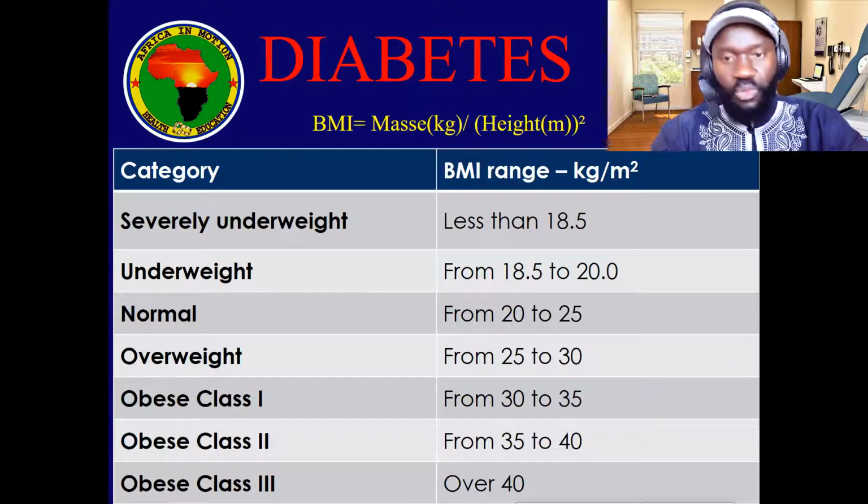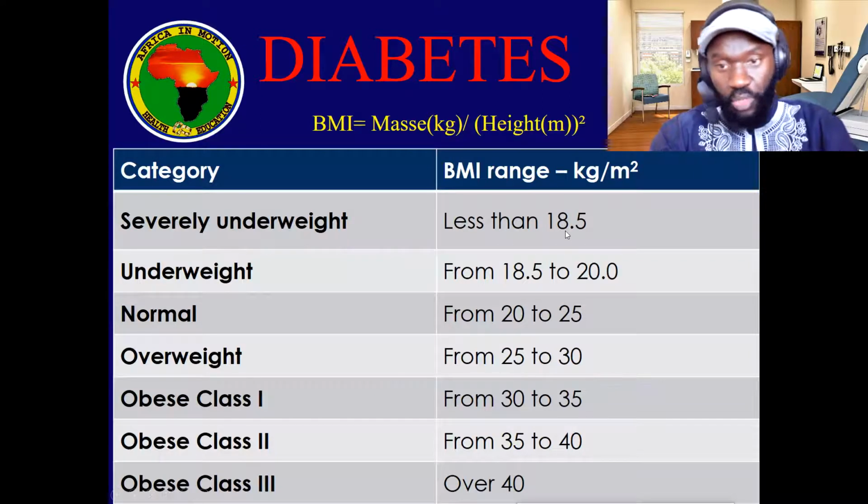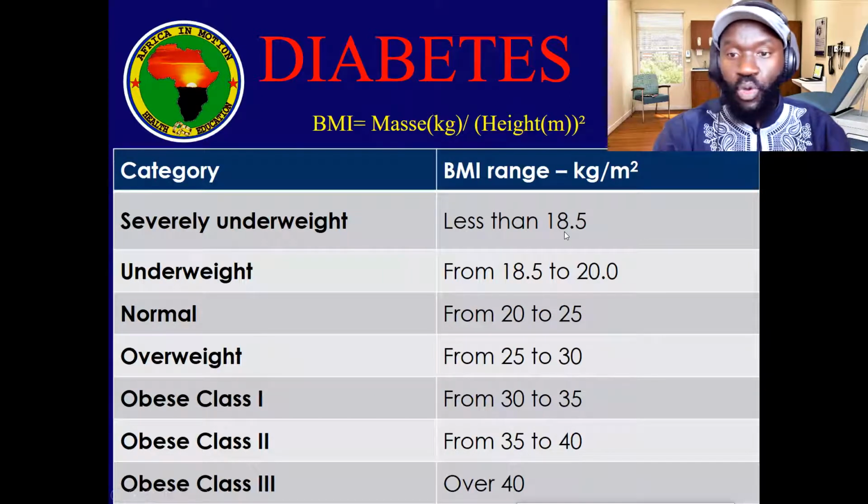The weight that you are supposed to have in connection to your height. Let's see a little bit on how to calculate it so that you can have an idea. If your value is below 18.5, you are severely underweight. Your weight is too low.